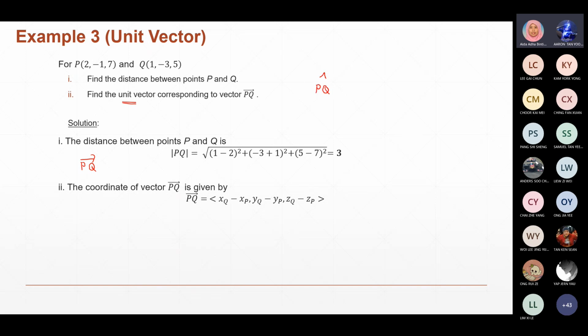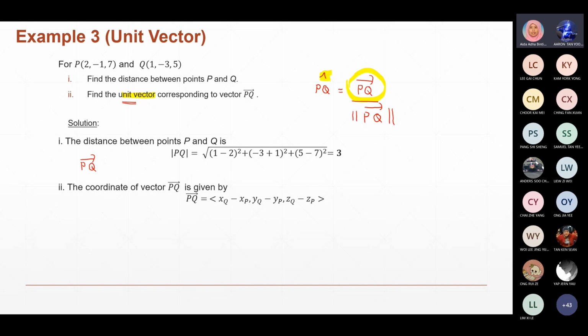I put a vector PQ. Where is the unit vector? You can see we have the cap on the top. We need to divide the vector PQ by its magnitude, right? So before we find this unit vector, we need to find the vector PQ.